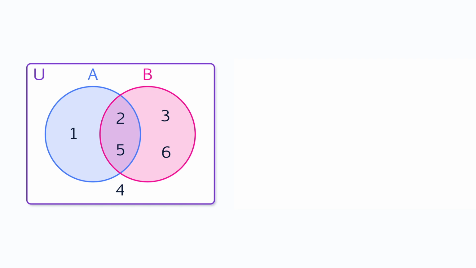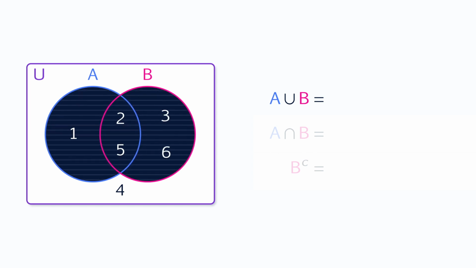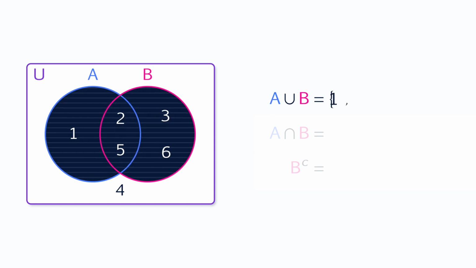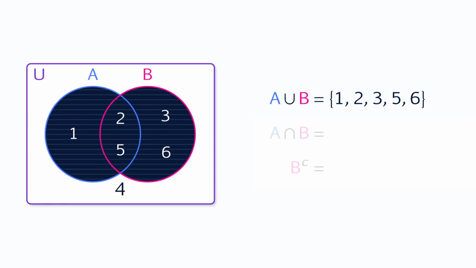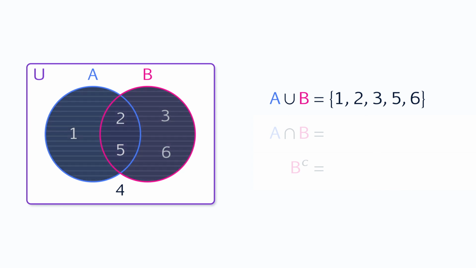Now, let's use the Venn diagram to find the union and intersection of subsets A and B, and the complement of subset B this time. The union of the subsets A and B is the collection of elements inside both circles A and B. And that, of course, includes the elements of the intersection. So the union of subset A and subset B is the set containing the numbers 1, 2, 3, 5, and 6. Notice that the number 4 is not an element of this union, because it is located outside the circles.